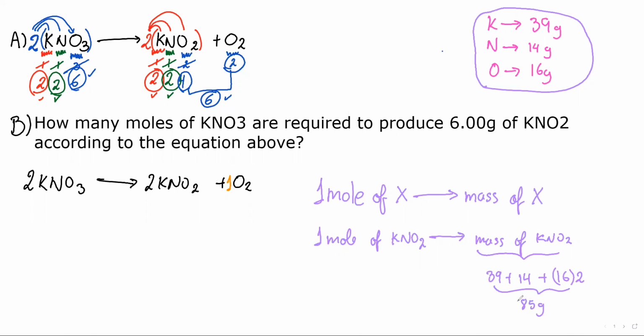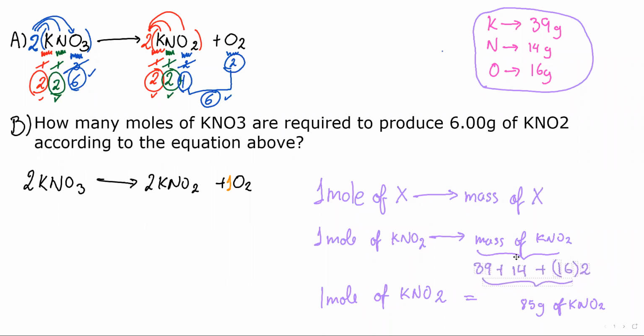85 grams. So that means that 1 mole of KNO2 is equal to 85 grams of KNO2. That is the relationship that you're going to use in order to do all the math.